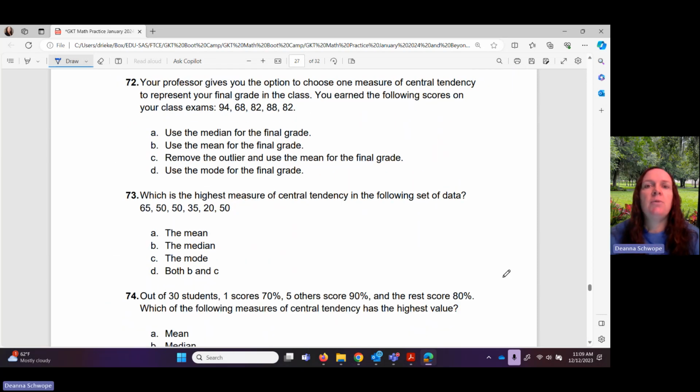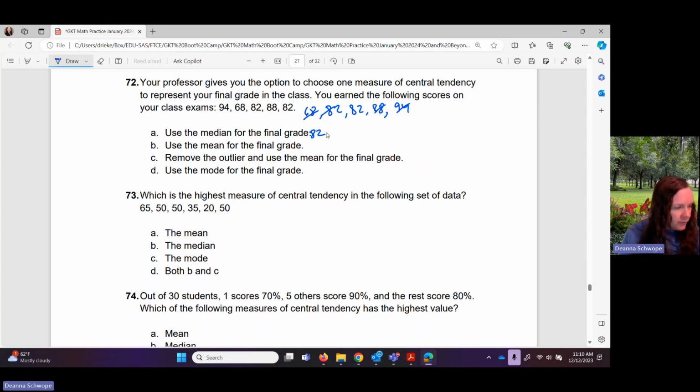Okay, your professor gives you the option to choose one measure of central tendency to represent your final grade in the class. You earned the following scores in your class exams. You have a 94, a 68, an 82, an 88, and an 82. You can already see that there is an outlier, but let's just go ahead and calculate them. You could probably, oops, forgot 68 at the beginning. You could probably reason through and just say outlier if you're running out of time, but we can actually calculate them if you want. So the median is 82.